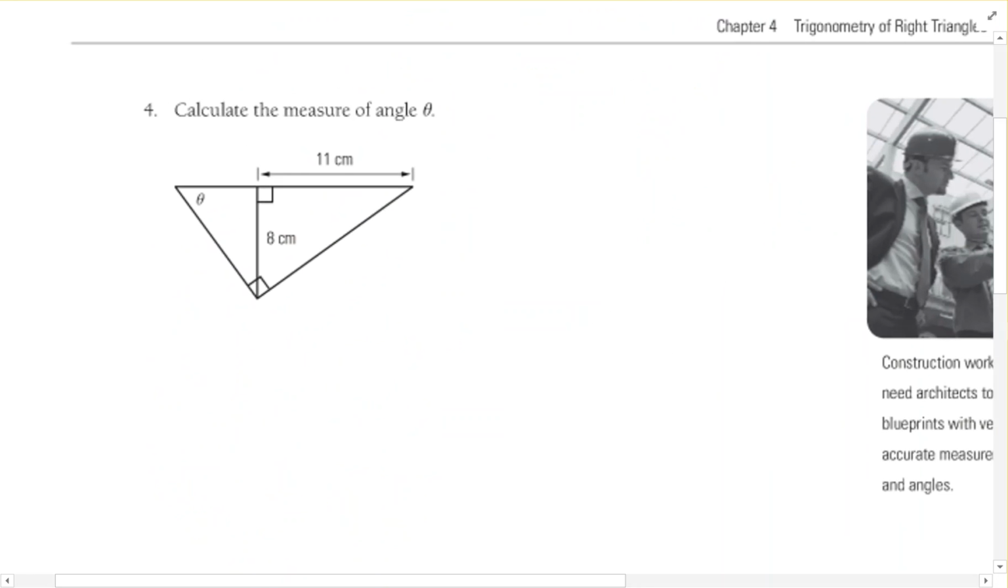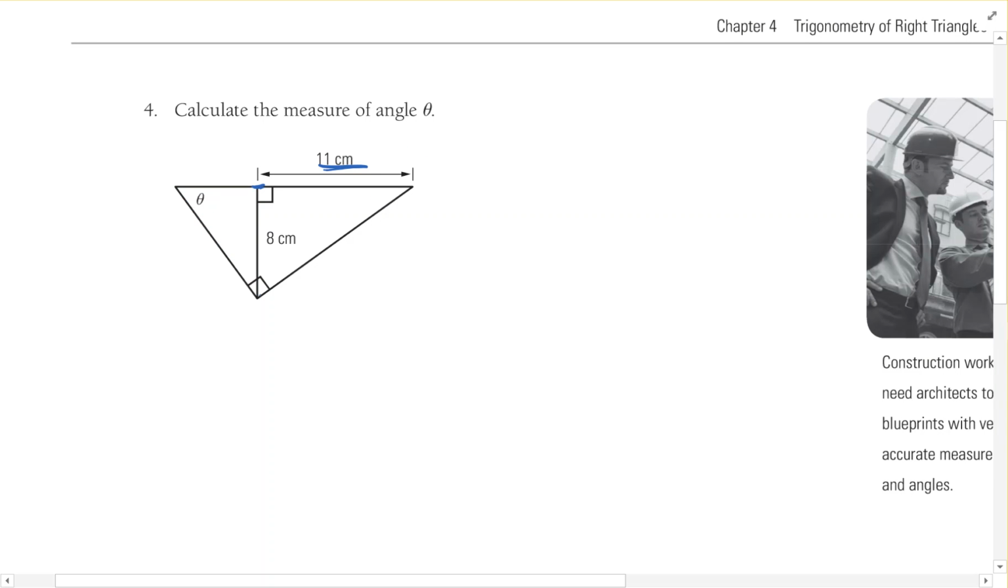So, same type of problem here now. Calculate the measure of angle theta. So now, it's another one of these puzzles, right? They've given us this length here and this one here, but we don't have enough info. We do know that this side is 8, right? What we're really after is to have two things on this smaller triangle, and then we can figure out what the angle is. But we've only got one right now.